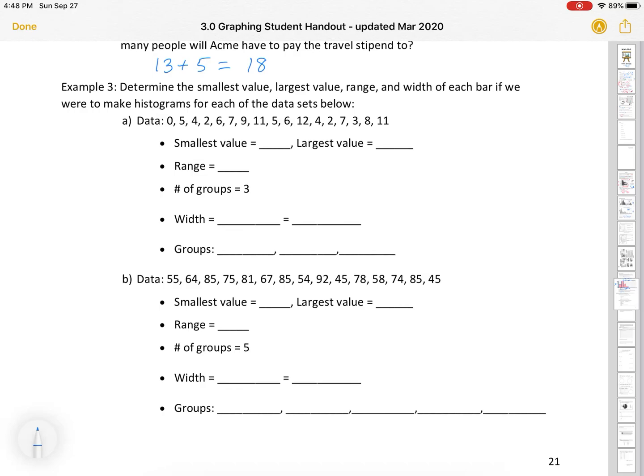So looking at this data set here, we want the smallest value, which is 0. And then as we scroll through, I've got an 11, I've got a 12. So the largest value is 12. So the range is 12 minus 0, which is 12. Number of groups I'm going to use is 3. So the width will be 12 divided by 3, which is equal to 4. So my groups are going to be 0 to 3, 4 to 7.